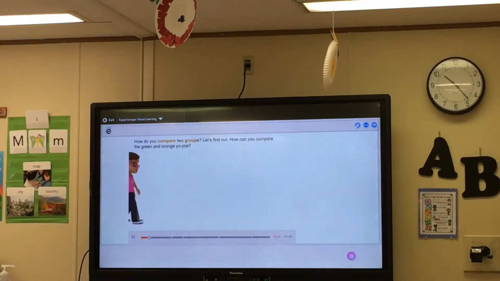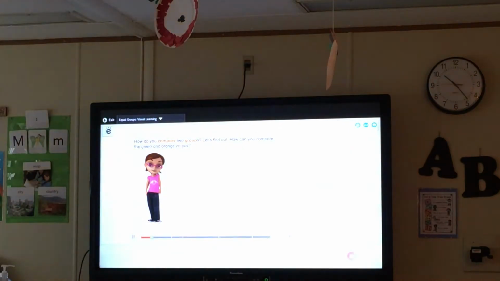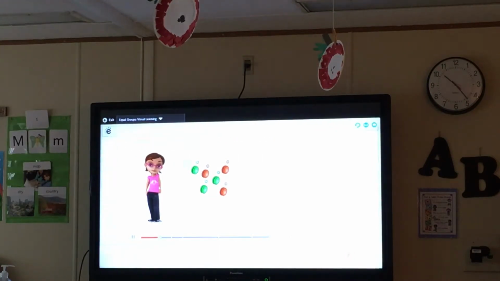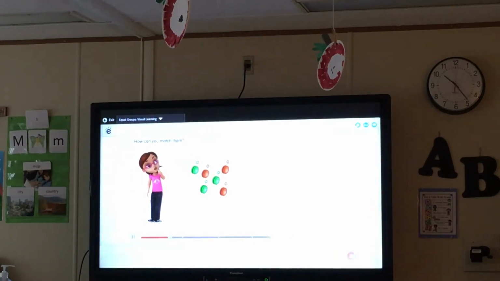How do you compare 2 groups? Let's find out. How can you compare the green and orange yo-yos? To compare, you need to match them 1 to 1. How can you match them?